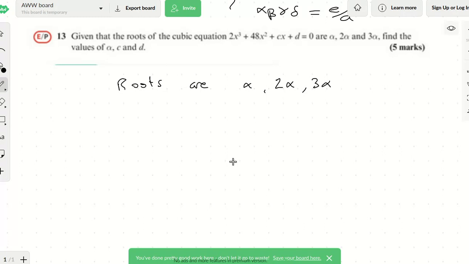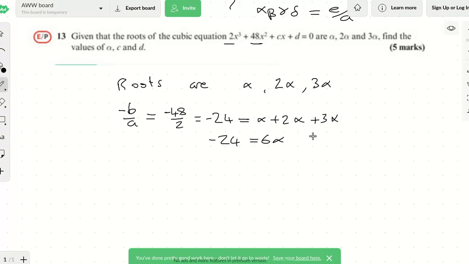I know that the sum of those roots is going to be equal to minus b over a. So minus b over a, this is the way I normally write it down, is going to be equal to here to be minus 48 over 2, which is minus 24. And don't forget that that equals alpha plus 2 alpha plus 3 alpha. And so what do we have there? We have minus 24 is 6 alpha. Well, that's great. I can see alpha is minus 4.